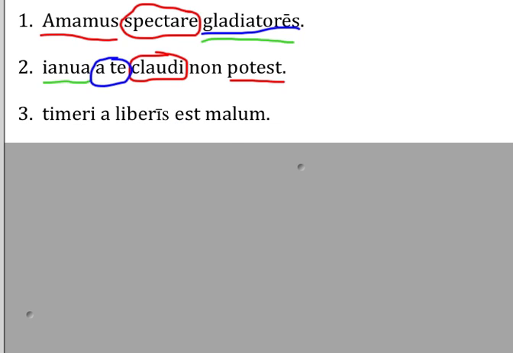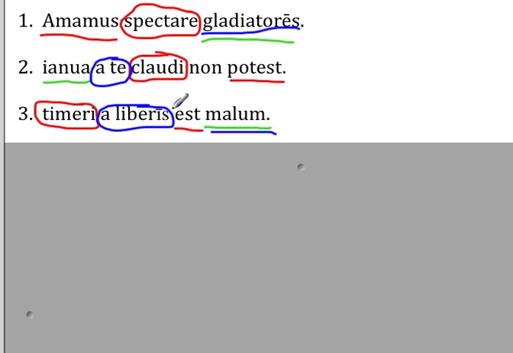Number three. We've got a main verb of est. We've got timeri, passive, present passive infinitive. Note the ri. We've got a plus an ablative as our prepositional phrase. Note there's a passive infinitive again, so this might be by. And then malum is quite possibly a nominative, possibly an accusative.